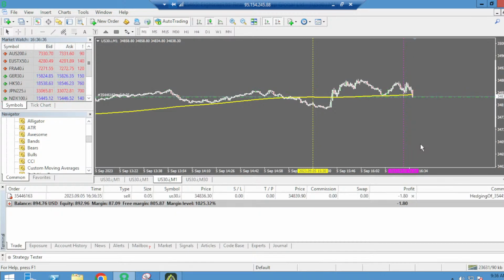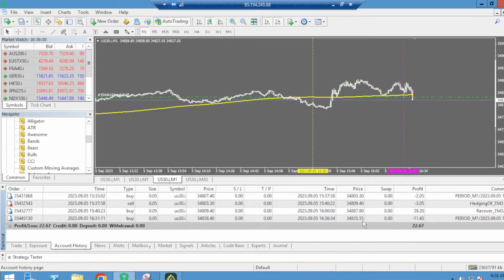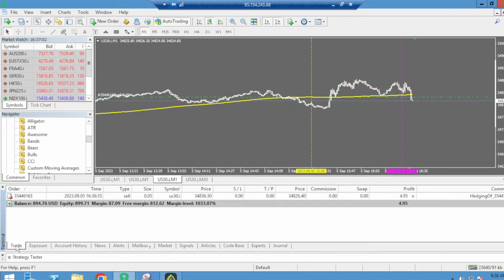All right, so we got a deep pullback, and that buy trade was closed out. Now we're in a sell. So let's see how much we lost on that buy trade. We lost $11.43. Okay. Now I try to show you guys that our losses are relatively small compared to our wins. Okay. Let's see how this one plays out.